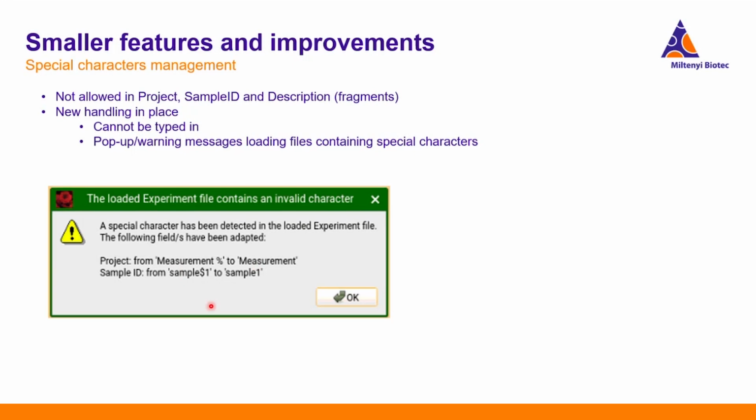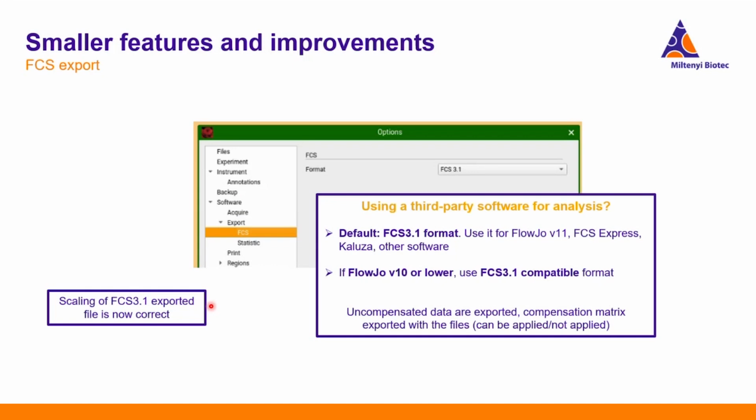This is also nice. FCS export per default 3.1 is pre-selected, and this is also compatible with most software versions. Just if you use FlowJo version 10 or lower, we would recommend 3.1 compatible.